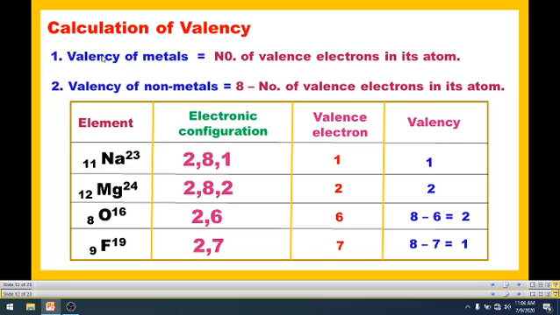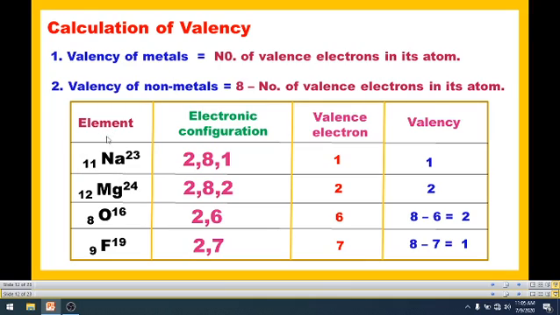It is very simple. Valency of a metal is equal to the number of valence electrons in its atom. So it is easy for us to find the number of valence electrons. Number of valence electrons equals valency of metals. For valency of non-metals, we subtract the valence electrons from 8: 8 minus the number of valence electrons. So it is easy to calculate the valency of metals and non-metals.